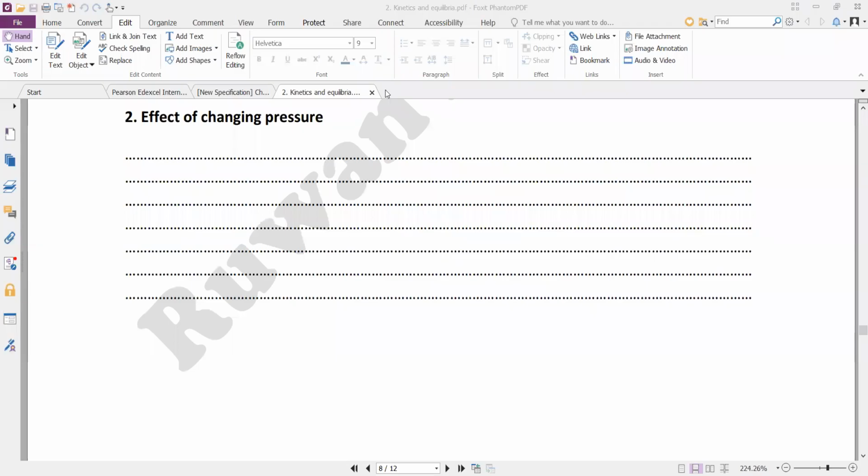Pressure only affects gaseous reactants and products. If not, you can say pressure affects only reversible reactions involving gases. Only for the reactions involving gases. Reversible reactions involving gases.